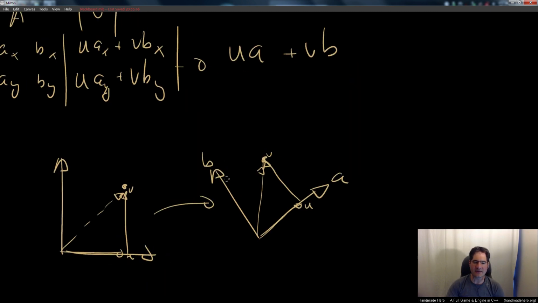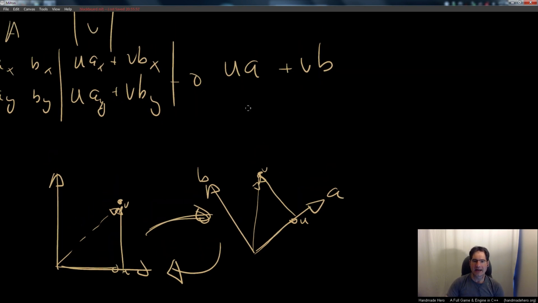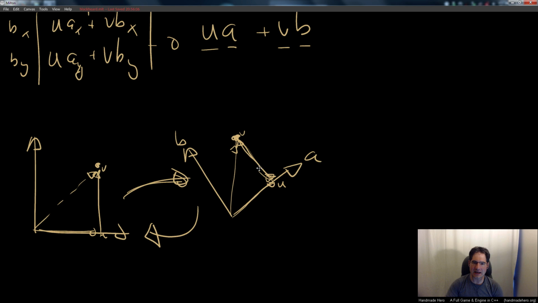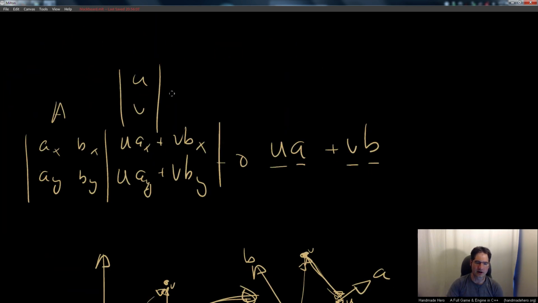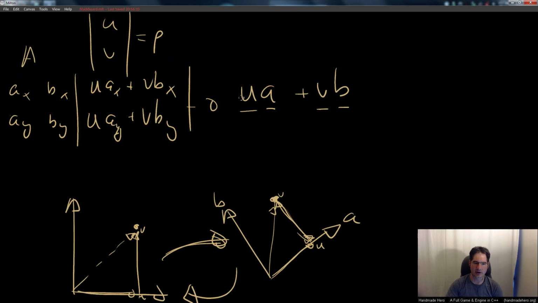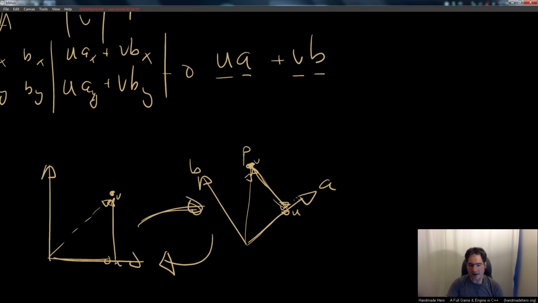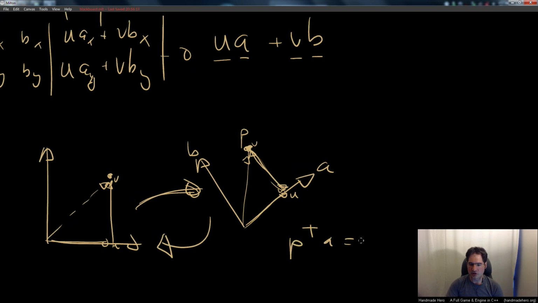Well, if you think about what the inverse of this is, I want to do the inverse operation geometrically. I don't want to go this way. I want to go that way. Well, what would I do? Instead of u times a plus v times b, I want to do the opposite. I want to dot product. I want to project. So I want to take this and project it onto the a. So I want to take whatever this vector is. What am I going to call this vector? I guess we'll call this vector p, because I have nothing better to call it. So if this is my point p here, I want to dot product it with a to produce u.